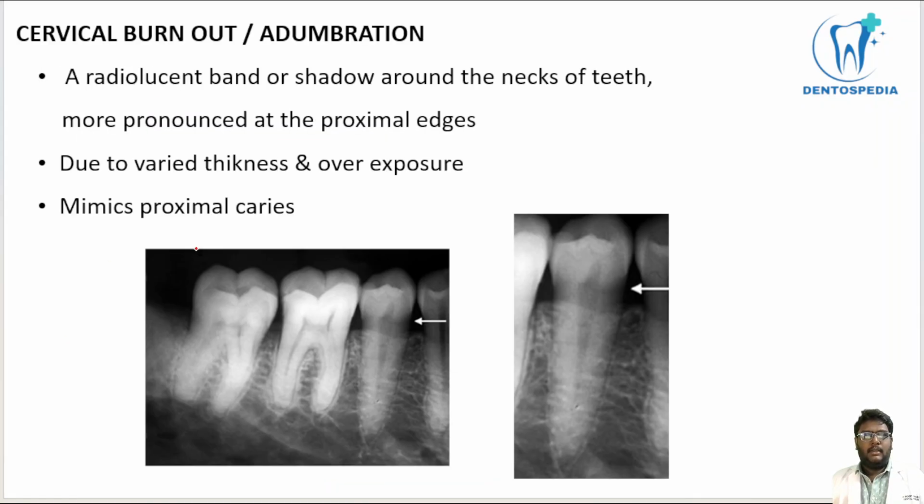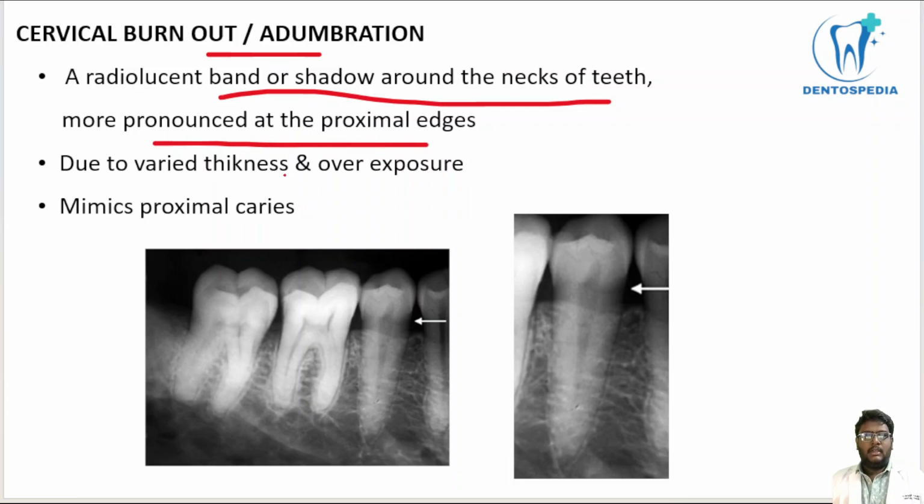And coming to the cervical burnout, also called adumbration, which is an important radiographic error, or we can say radiographic artifact. It is a radiolucent band or shadow around the necks of the teeth, more pronounced at the proximal edges. It is mainly due to varied thickness and overexposure, and it mimics proximal caries.